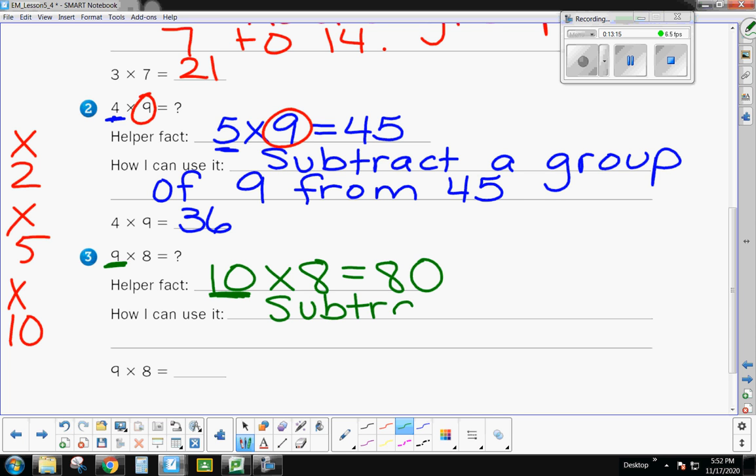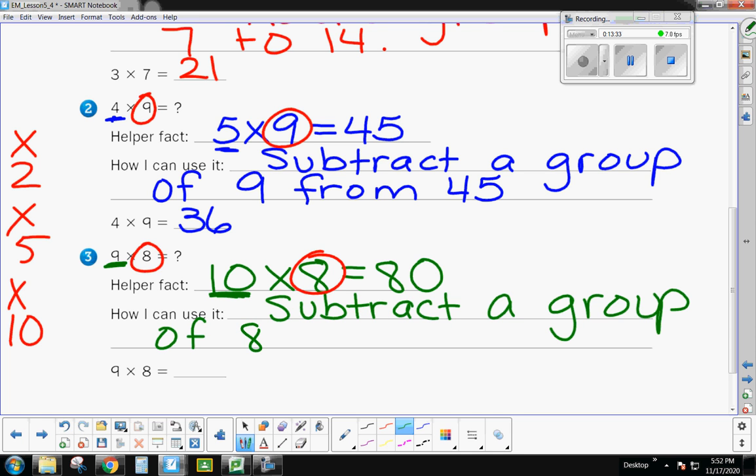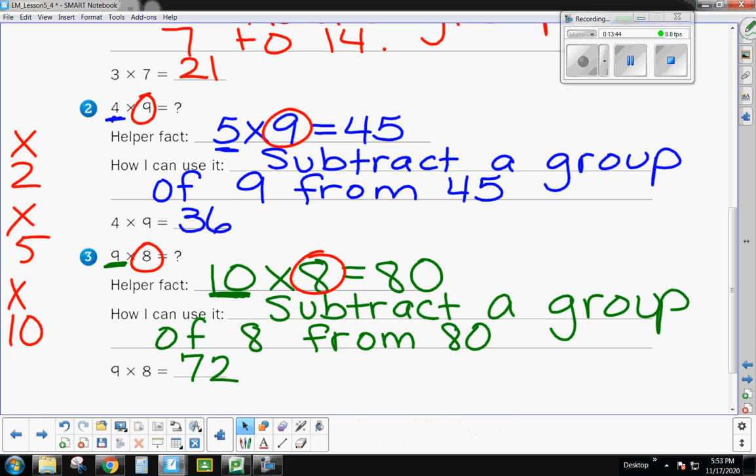And what do I need to subtract a group of? Which number is in both problems? I've got an 8 in both problems. So I'm going to subtract a group of 8 from 80, and that gives me an answer of 72. All right, so boys and girls, this is the helper fact strategy.